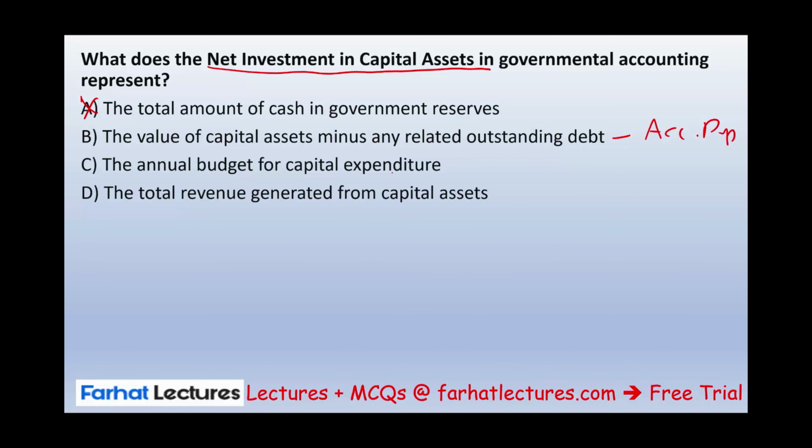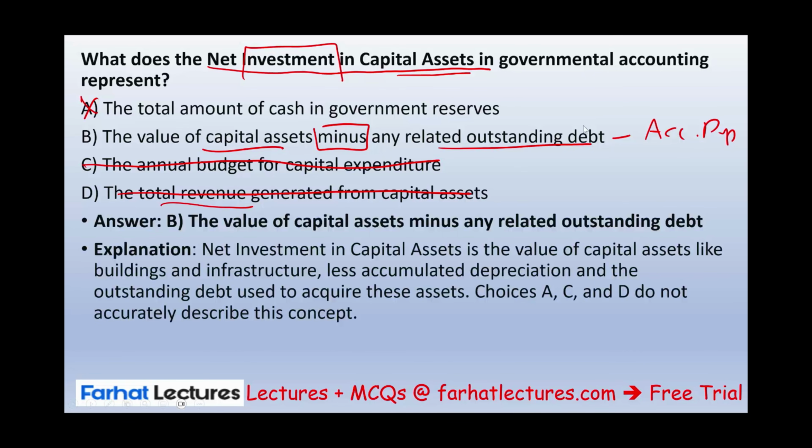The annual budget for capital expenditure. No, there is a budget for the capital expenditure, but it's not the net investment in capital assets. The total revenue generated from capital assets. This is tempting because you think investment, capital assets must be total revenue. No, total revenue generated from capital assets is if we are generating any revenue from capital assets, that's not net investment. Net investment is capital assets, the value of capital assets minus related debt to acquire those assets minus any accumulated depreciation.